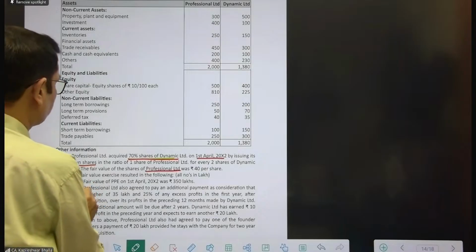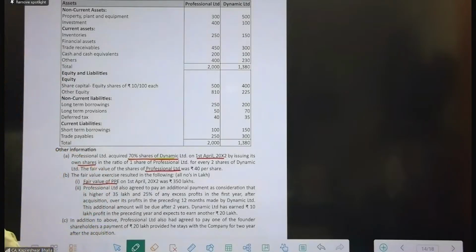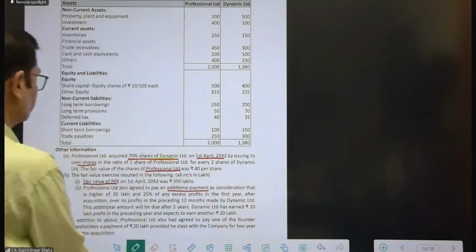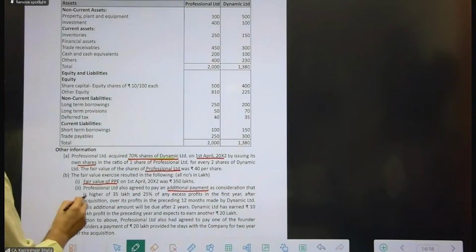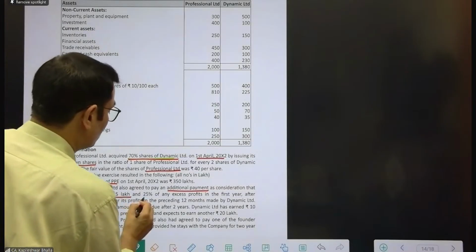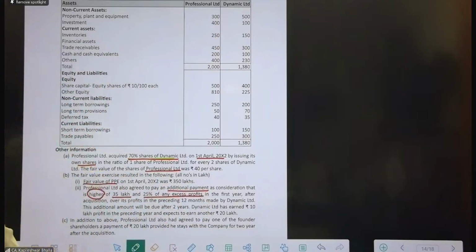Then he says the fair value exercise resulted in the following. The fair value of the property, plant, equipment is given, and Professional also agreed to pay an additional payment as a consideration that is higher of the two. It says 35 lakhs and 25% of any excess profits in the first year. So you're going to pay 35 lakhs or 25% of the excess profit, whichever is greater.